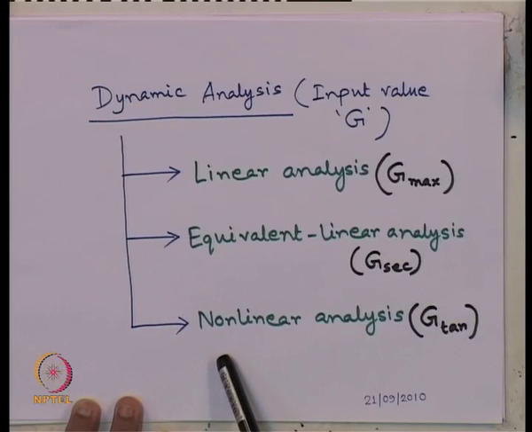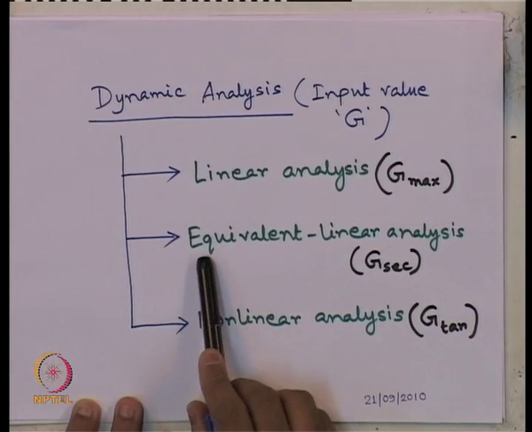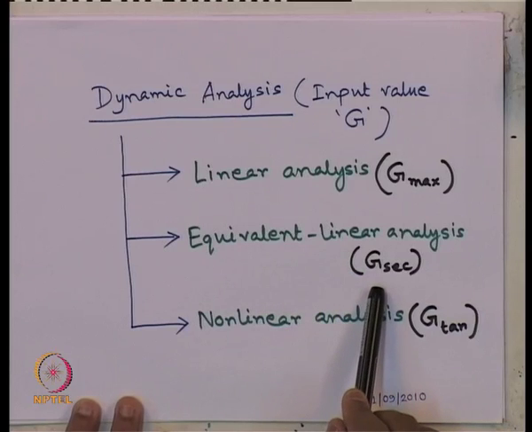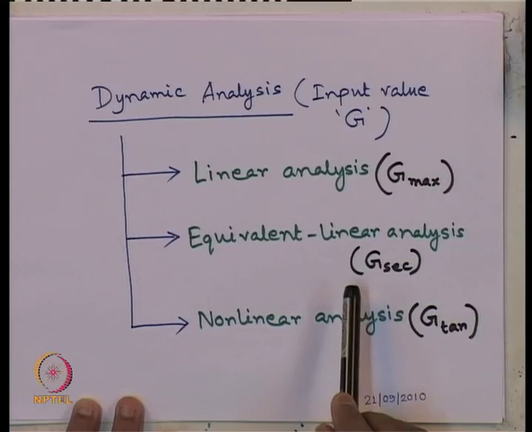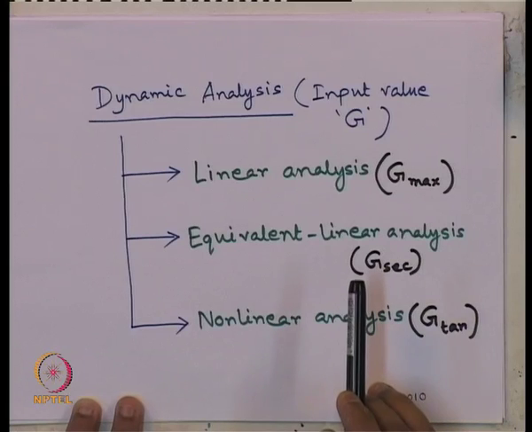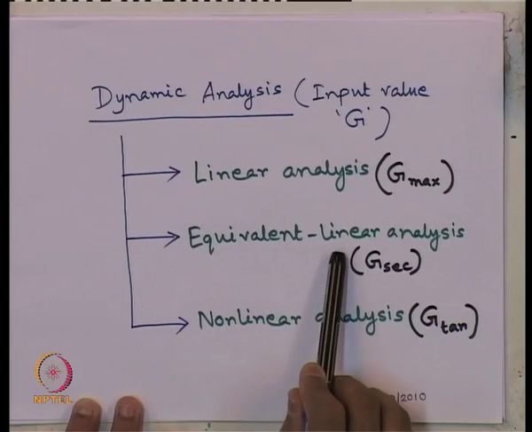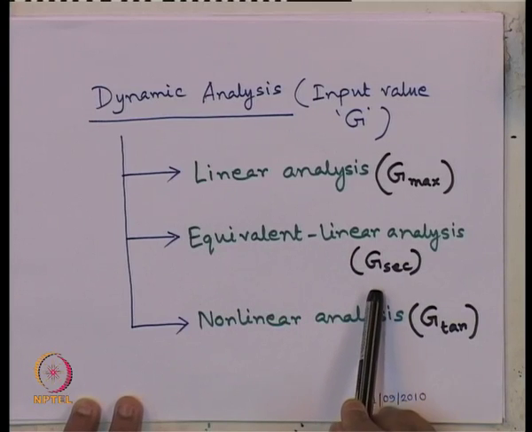Now, depending on the accuracy required for a problem, we can compromise between these two extreme cases, that is the simplest analysis and the complex analysis. The in-between one is called equivalent linear analysis, where we can use the secant shear modulus if we are aware of the level of cyclic shear strain up to which our soil is going to be subjected. Then we can simply use the equivalent linear analysis by using the secant shear modulus.